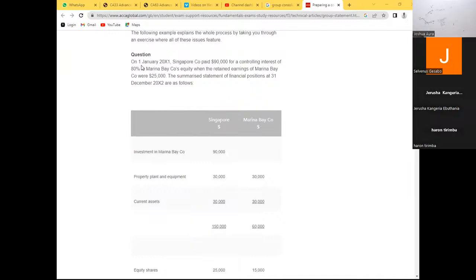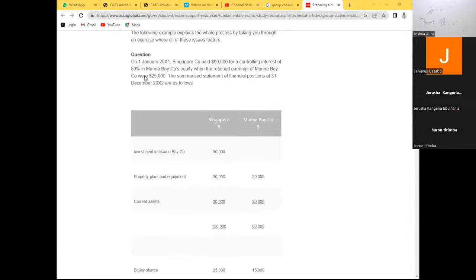It reads: on 1st January 2021, Singapore company paid $90,000 for a controlling interest of 80% in Marina Bay Company's equity when the retained earnings of Marina Bay Company was $25,000.